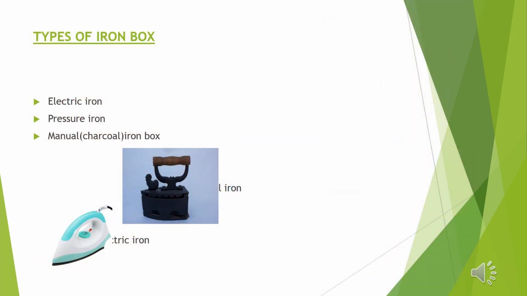Next, we will look at the types of iron box. We have the electric iron box, the pressure iron box, manual or charcoal iron box. Electric iron box is the iron that we use that uses electricity. We have the pressure iron that uses pressure. We have the manual iron box that uses charcoal. We have a picture of charcoal iron box right there, and electric iron box.